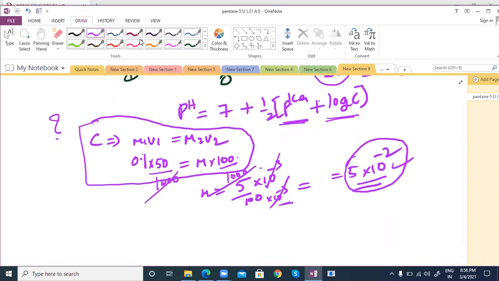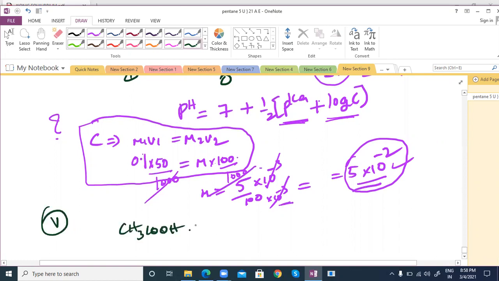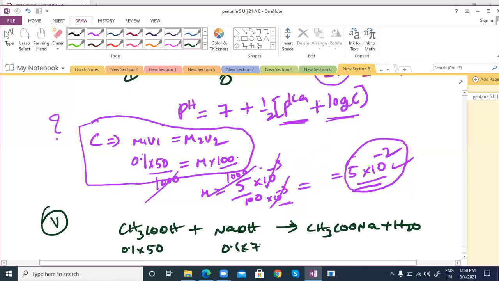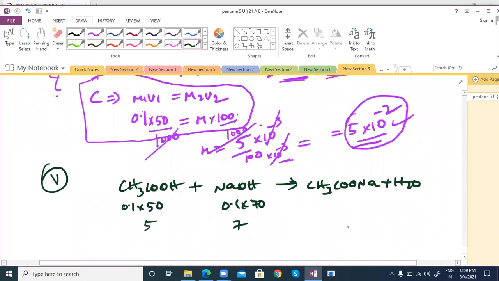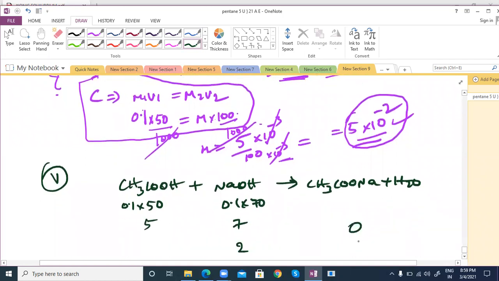And the last case, which is the fifth one, that is 17. Acetic acid and NaOH. The limiting reactant will be CH3COOH, sir. Yes, correct. Very good. CH3COONa plus H2O. How much limiting reagent can you find out? This is 0.1 into 50 and this is 0.1 into 70. So this is 5 and this is 7. So the limiting reagent is acid. Finally 2 is remaining. This is 5 we are getting.